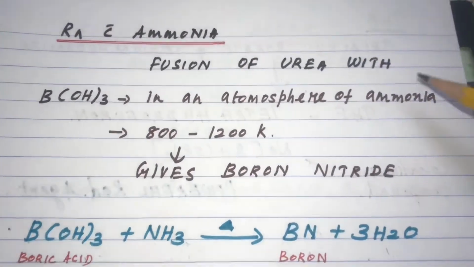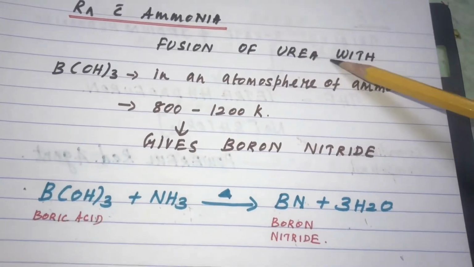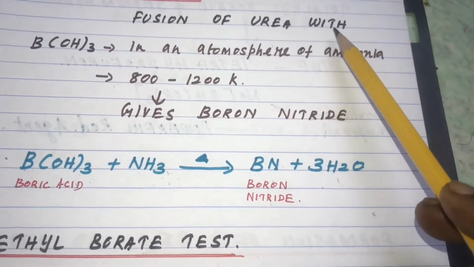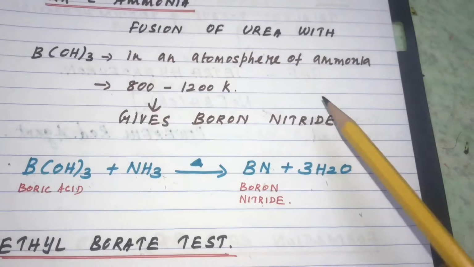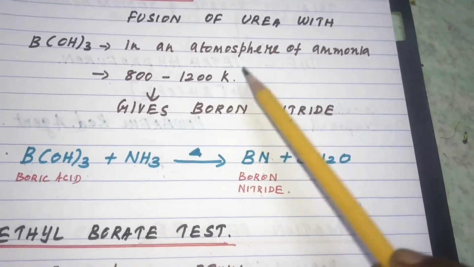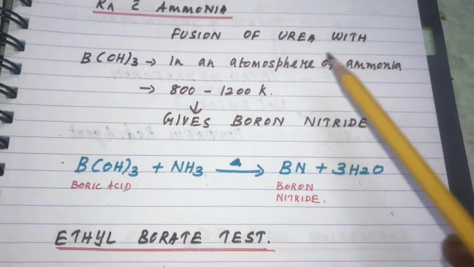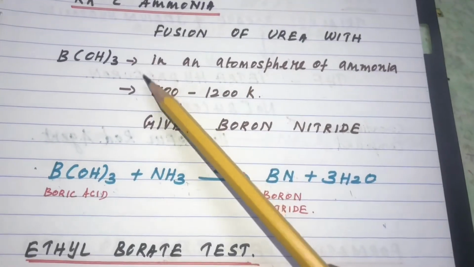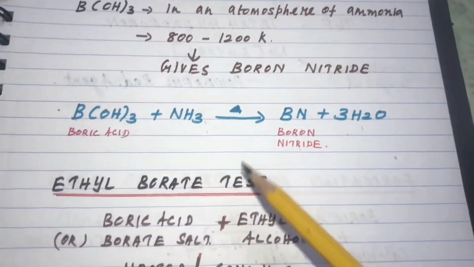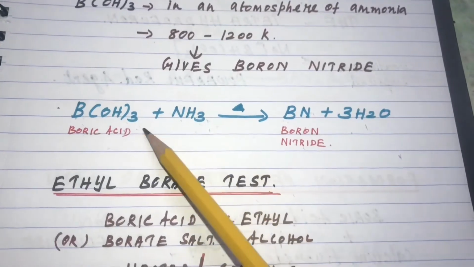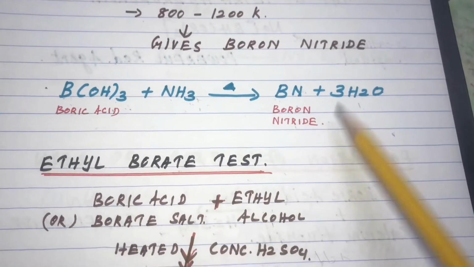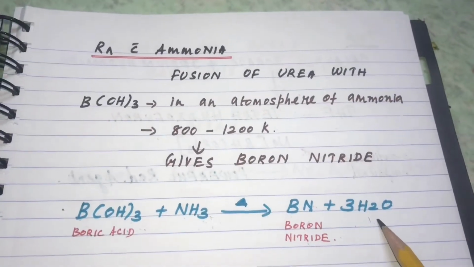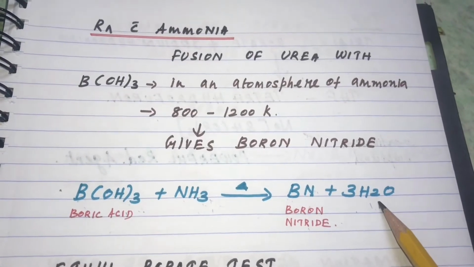So, the reaction of boric acid with ammonia: fusion of urea with boric acid in an atmosphere of ammonia at 800 to 1200 Kelvin forms boron nitride. If we heat urea, it gives out ammonia that reacts with boric acid forming boron nitride and 3H2O. This is the formation of boron nitride when boric acid reacts with ammonia.